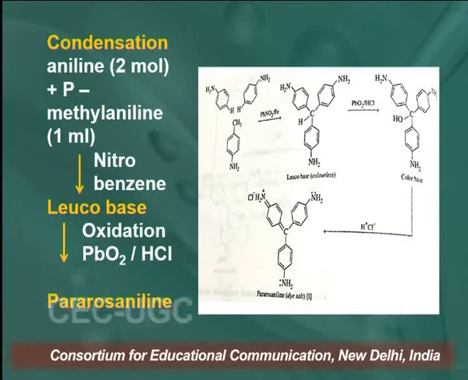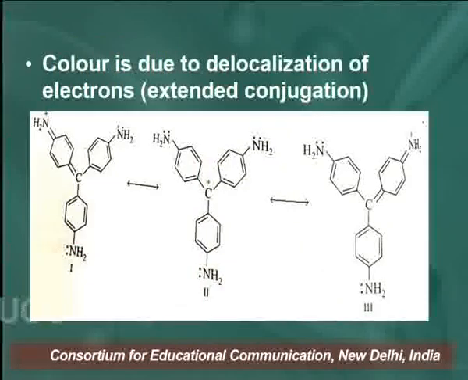So in leucobase you can see here the internal carbon, the carbon which is bonded to 3 phenyl rings, is having CH, and when this leucobase, which is a colorless base, reacts with PbO2, lead oxide, or HCl, we get a color base, and if we add excess of acid we get a color dye. So this is a rosaniline dye.